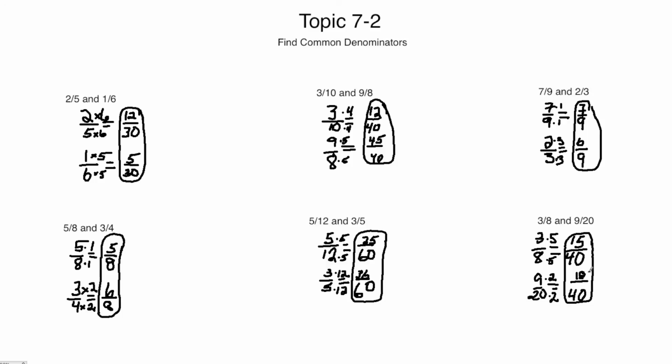That's all you have to do, is hopefully be able to find a common denominator and show the equivalent fraction with the new common denominator. See you tomorrow.